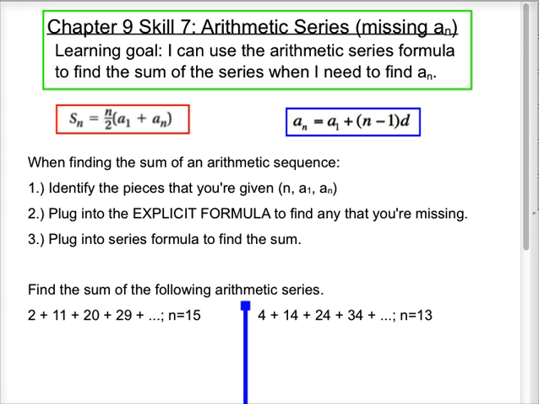Whenever you're missing something, remember your go-to spot is your explicit formula to find whatever you're missing, and then you can use all of that to plug into your summation formula.